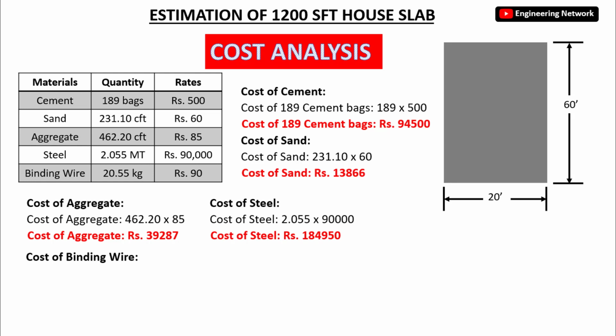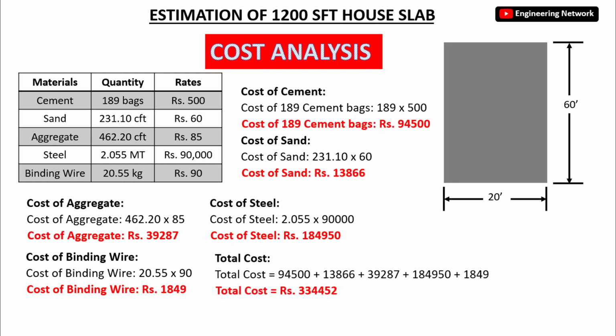So here the quantity of binding wire is 20.55 kg and rate of binding wire per kg is 90. So total cost of binding wire will become 1849. Now if I add the cost of all these materials, then I will get the total cost of 1200 square feet house slab. Okay. So after doing this, the total cost of 1200 square feet house slab will become 3,34,452. Right? So this is the complete estimation of 1200 square feet house slab.